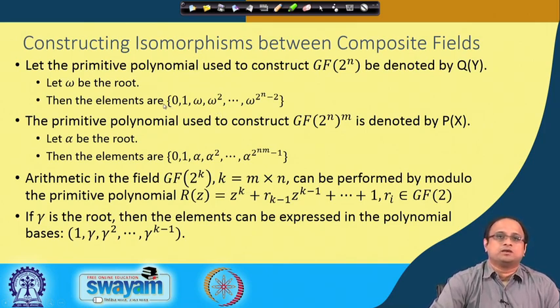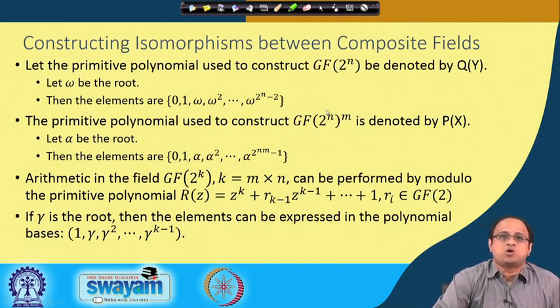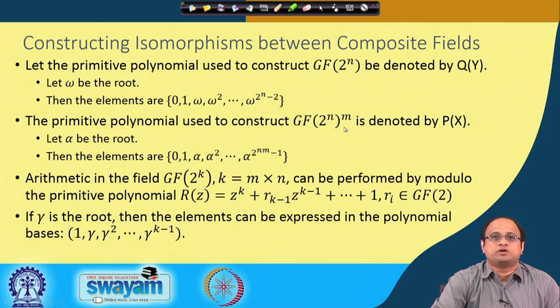In a more general setting, there will be 2 to the power of n minus 1 non-zero elements, and of course, you have 0. Likewise, you can also use the primitive polynomial to construct GF((2^n)^m), and as I said, we denote it by p(x). Let alpha be the root of this, and now the elements will be 0, 1, alpha, alpha square, until alpha to the power of 2 to the power of nm minus 1. So now I have got all the elements in GF(2^nm), and there are totally 2 to the power of mn elements in this field.